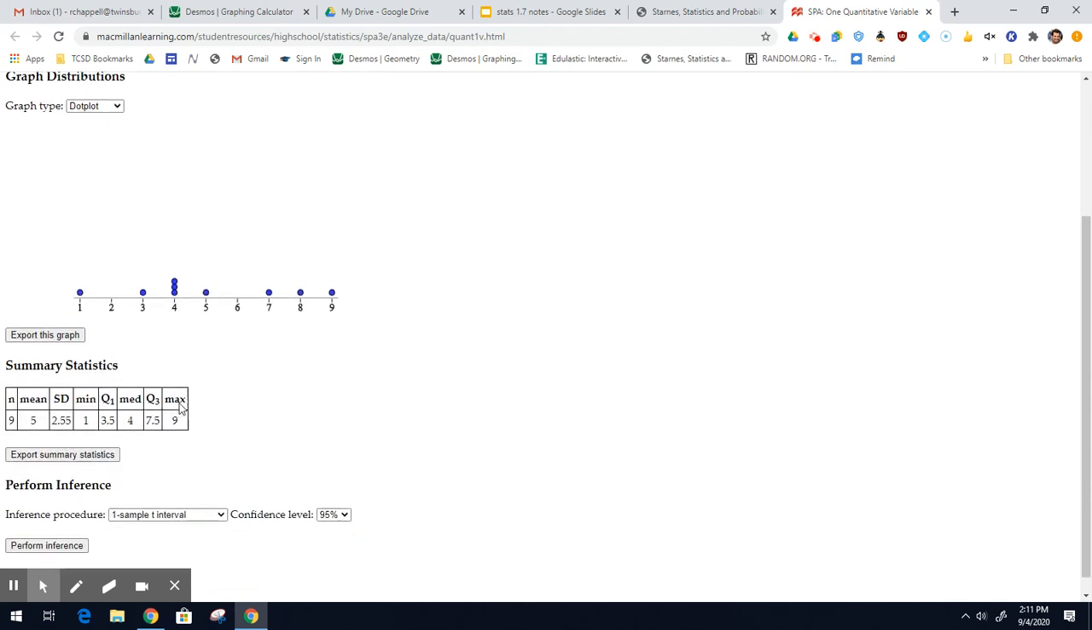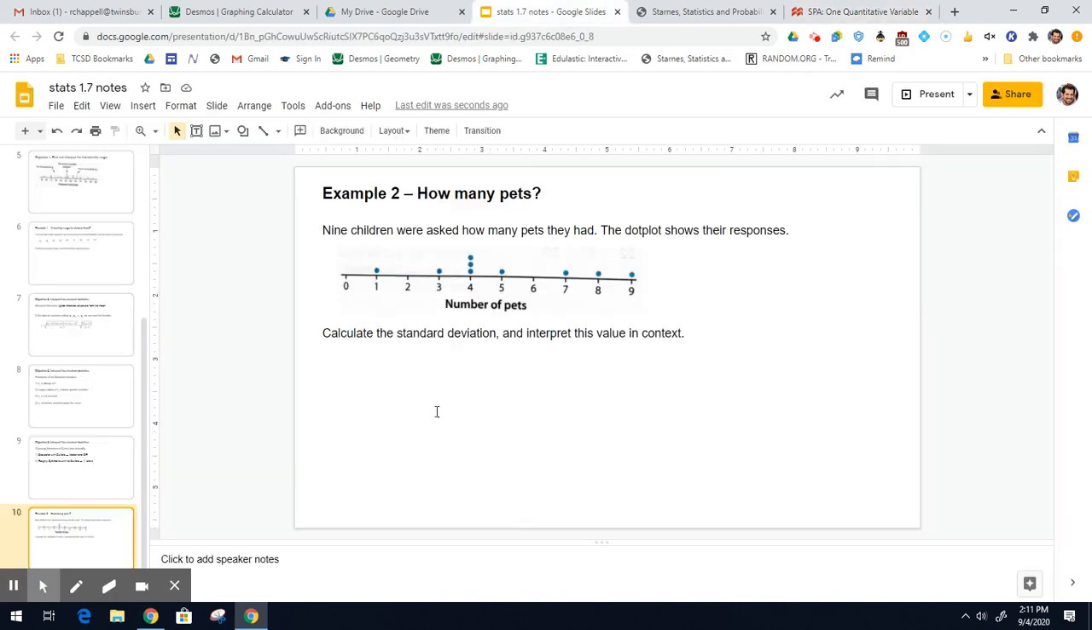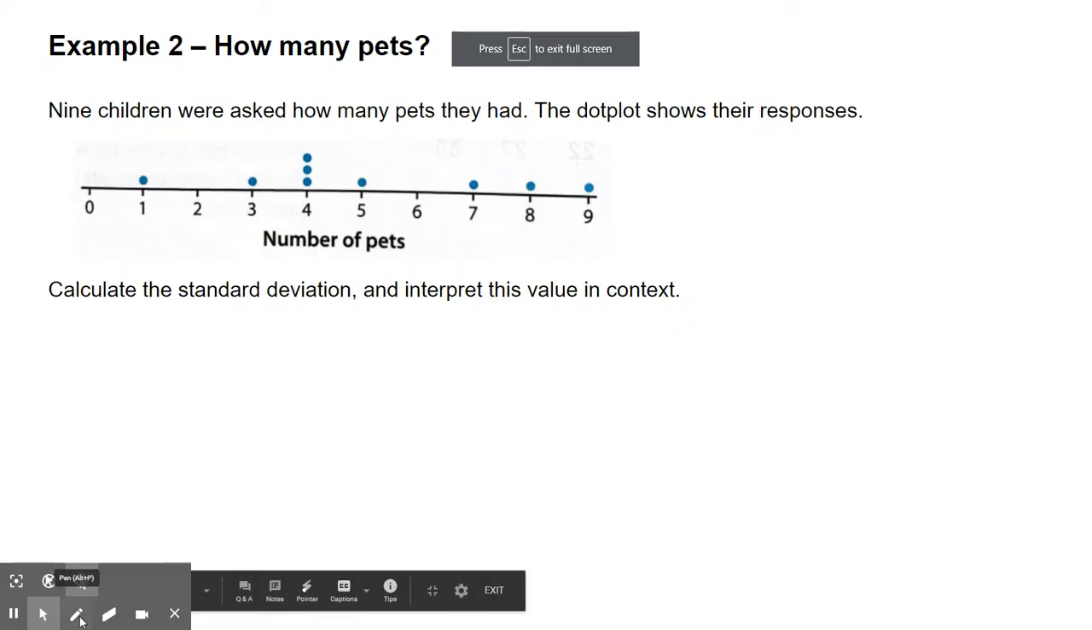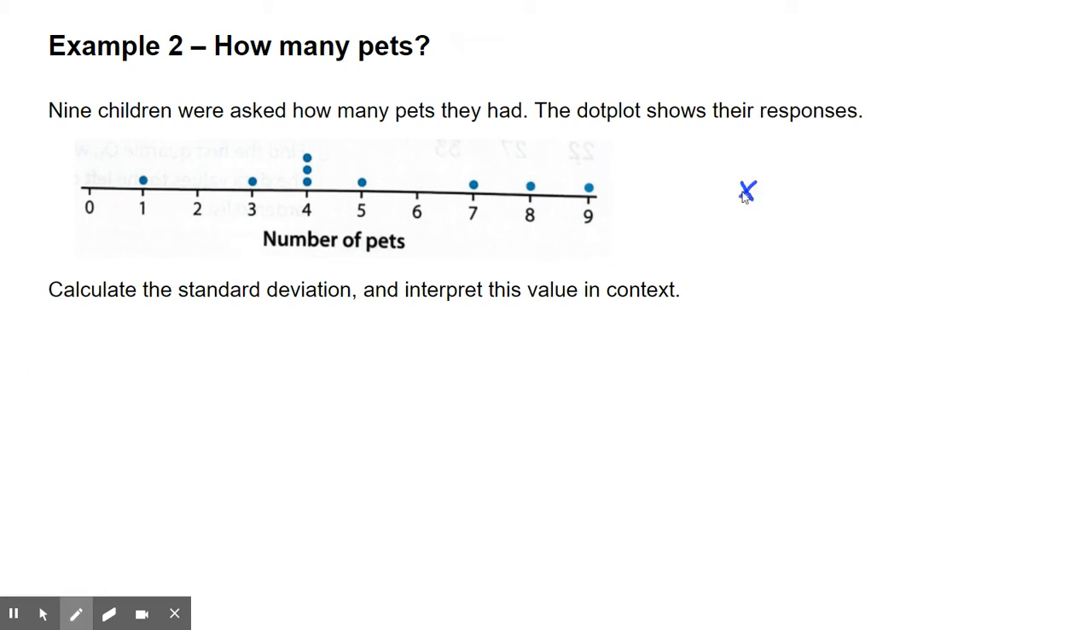So there's that dot plot again. Here is our summary statistics. When we're talking about standard deviation and its interpretation, we have to write down the mean and the standard deviation. So the mean is 5, the standard deviation is 2.55. So I go back to my slides here. So the mean, x bar, was 5, and the standard deviation, the sample standard deviation, Sx, was 2.55.